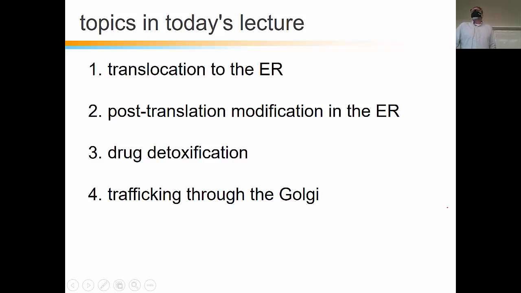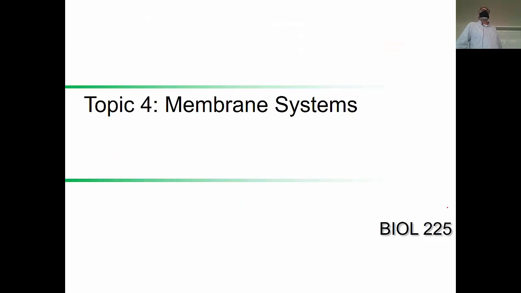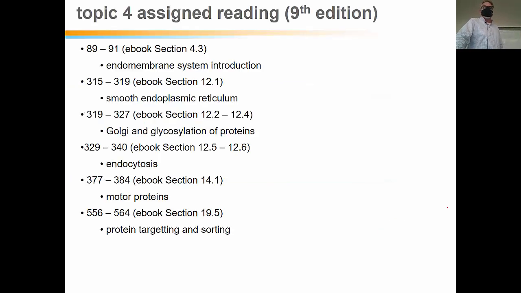Okay, so today we're going to be switching to our next topic. We're going to look at translocation into the ER, post-translational modification in the ER, and drug detoxification. And we may talk a little bit about trafficking through the Golgi. So this is topic 4, and it's going to build on some of the information we learned in the last section, building on ER, Golgi, and lysosomes.